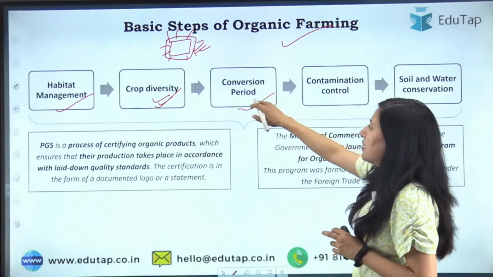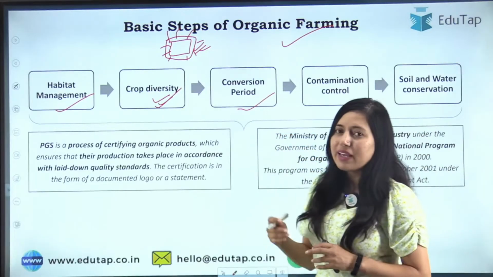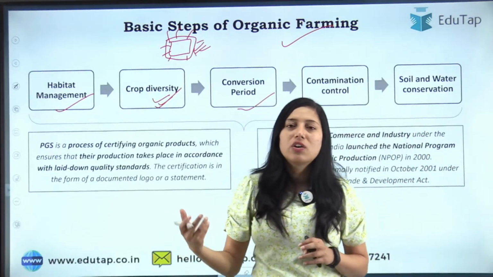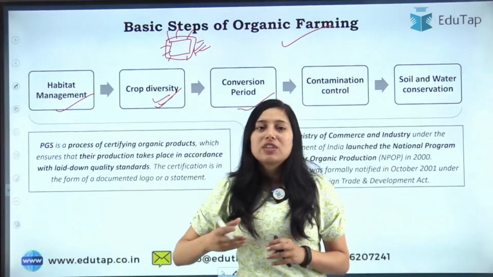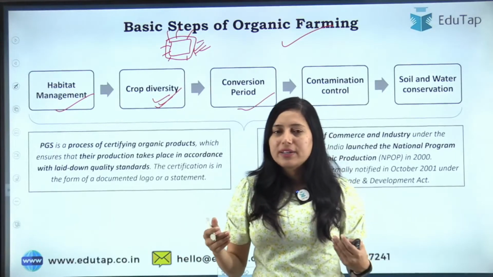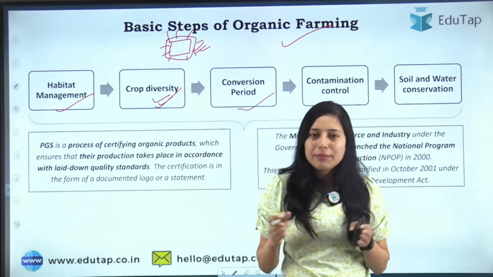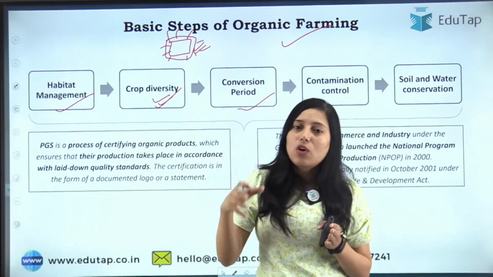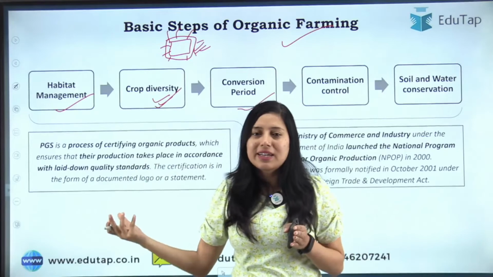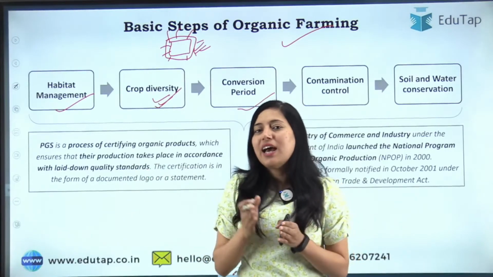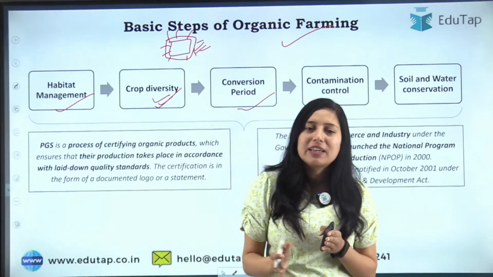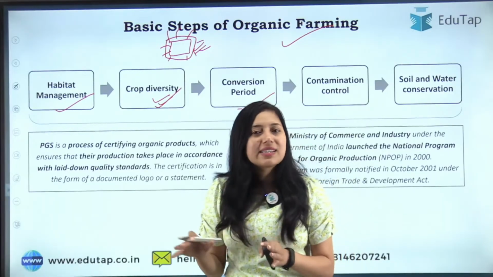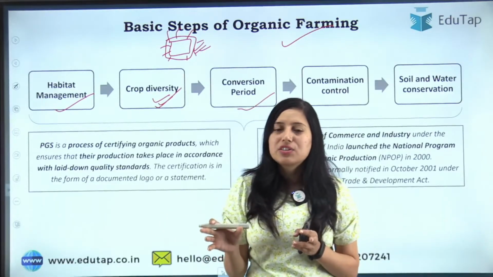Next step, third, is conversion period. Now if any farmer wants organic status for his land, there is a conversion period that is required. Conversion period is basically a time period where the farmer is doing the agriculture activity according to the law that has been set up for the organic certification, and he is not using any kind of chemical, any kind of pesticide in his field. Okay? So that is the conversion period.